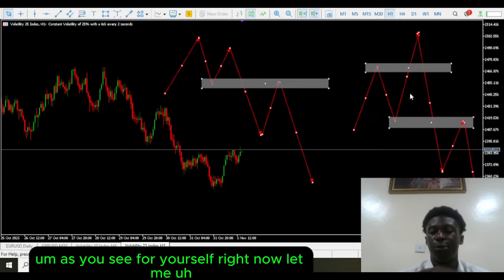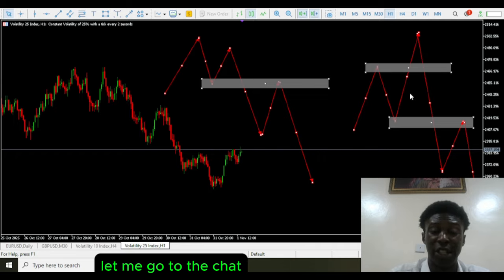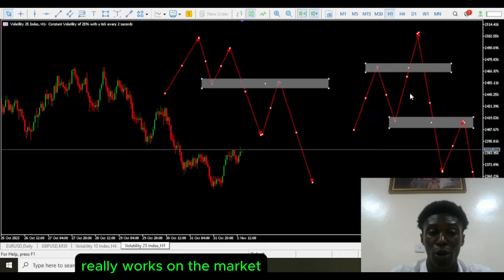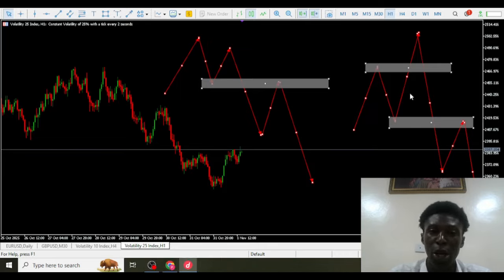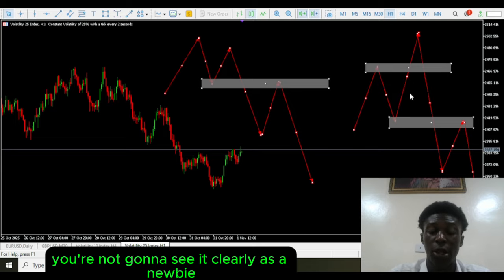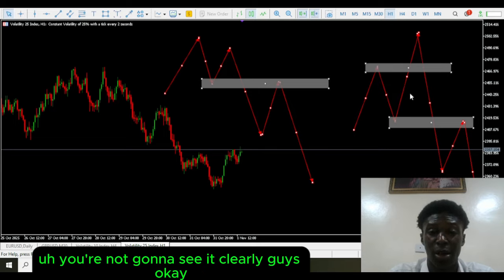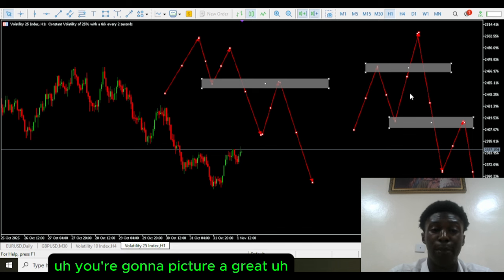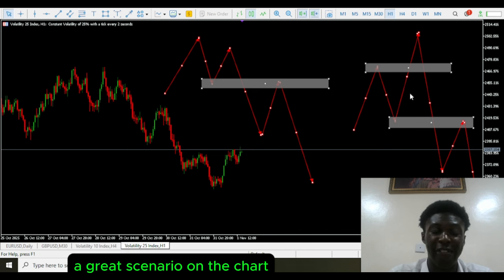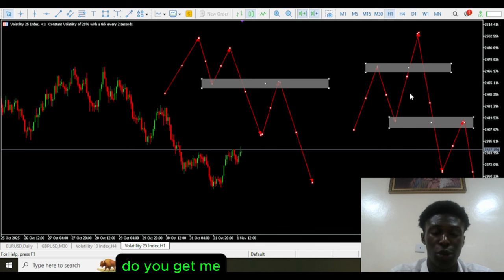All right, as you've seen for yourself right now, let me go to the chart to really show you how this concept works on the market. Because when you see it on the chart, you're not going to see it clearly as a newbie. But when I show you this on the chart, you're going to picture a great scenario. Do you get me?